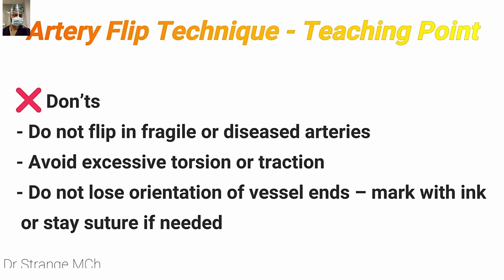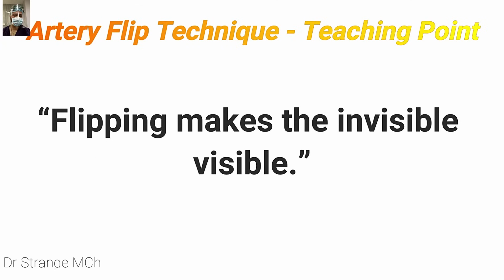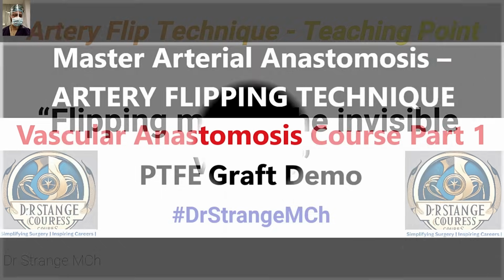And always mark the anterior wall with the help of some marking pen, otherwise you may lose the orientation while suturing. Always take the corner stitch first, and do not use excessive traction. So the whole aim of this technique is that by flipping the artery by 180 degrees, you can suture the posterior wall under vision, so it makes the invisible posterior wall visible for suturing.